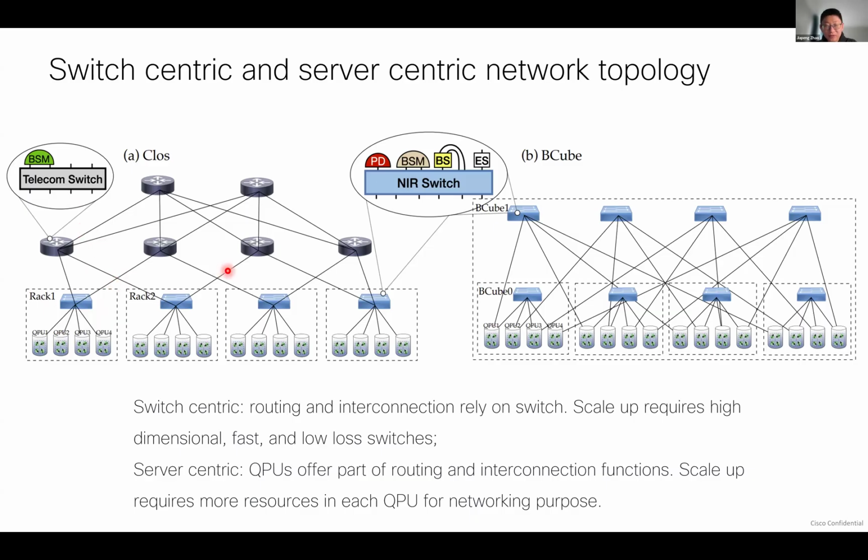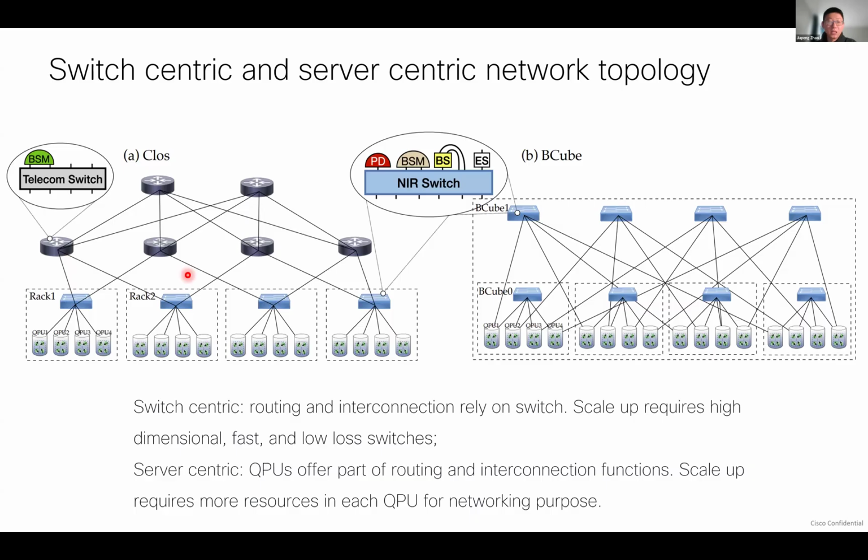But the problem of this topology is that if we want to scale up the entire data center to a very large scale, we require very high-dimensional, fast, low-loss and low-crosstalk switches, which do not exist at the moment. So we need to develop a new switch technology to make it happen.